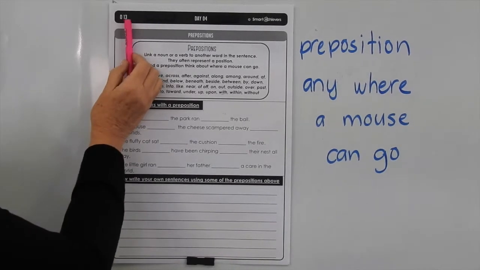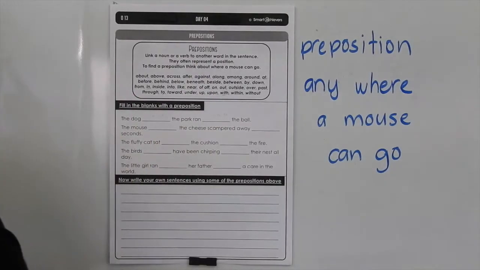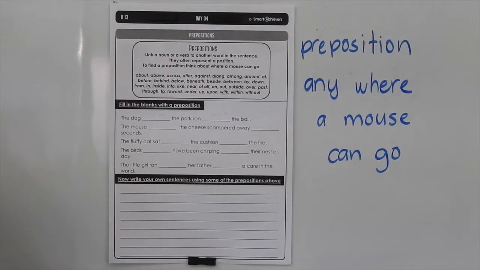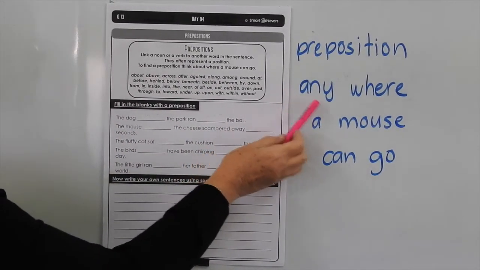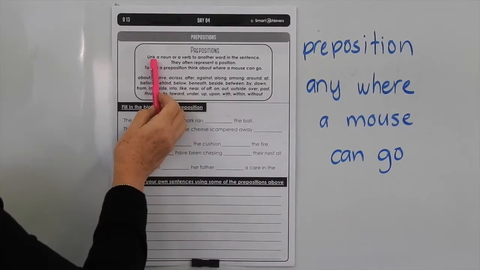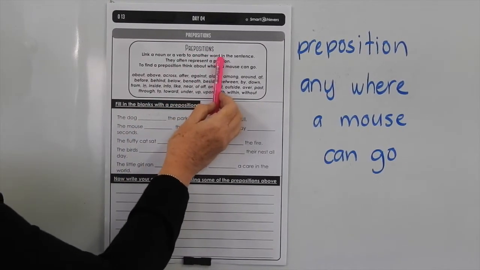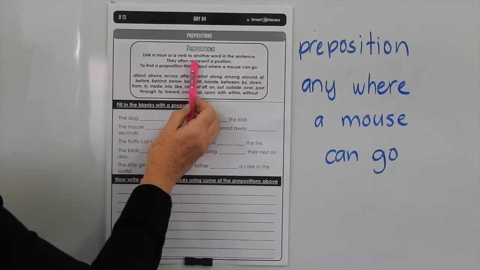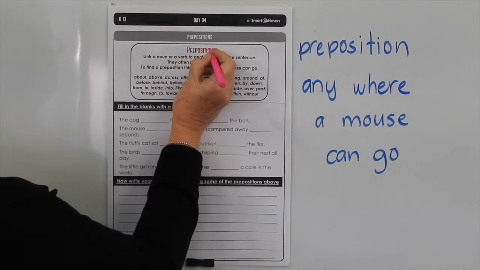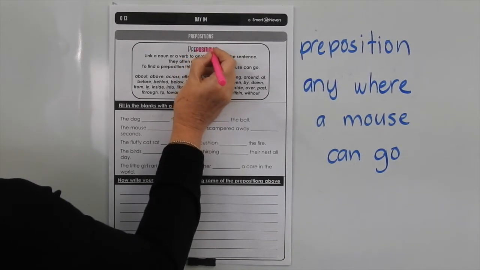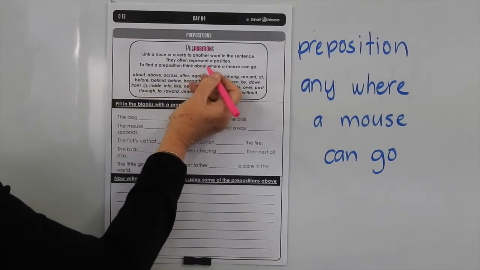Okay, this is level O, list 13, day 4, and we're doing some revision on prepositions. So these should be quite easy for you by now. So they're the words in the sentence that really tell us anywhere a mouse could go. Prepositions link a noun or a verb to another word in the sentence. They often represent a position. So if you look at these tricky grammar terms, you can usually find a hint in the word to tell you what to look for. To find a preposition, think about where a mouse can go.